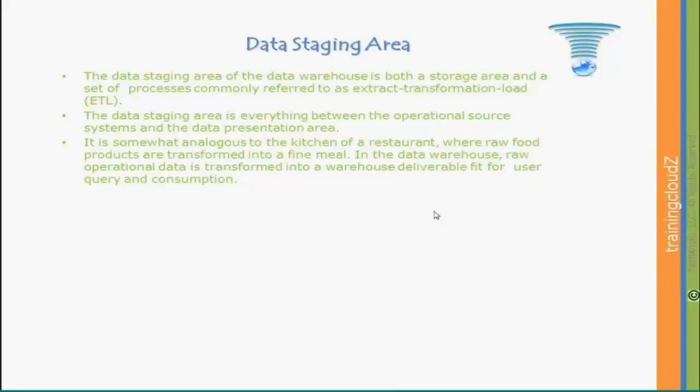In the data warehouse, raw operational data is transformed into a warehouse deliverable fit for user queries and consumption, which means related to regular day-to-day life. In a restaurant, they cook everything in the kitchen, but they will not come and give you the same thing. They will give you only what you ordered. So the staging area is like the kitchen stadium, guys.